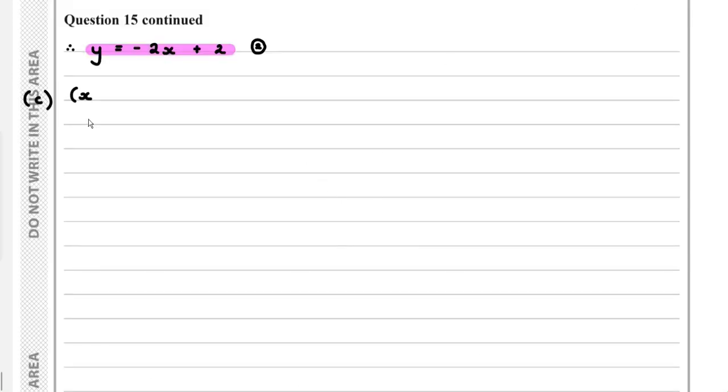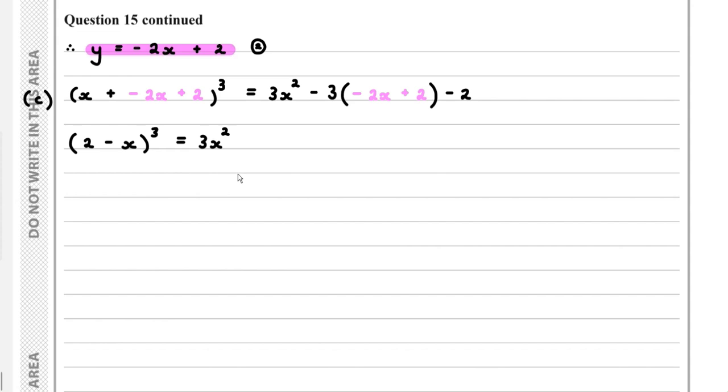So, I've got x plus negative 2x plus 2 cubed equals 3x squared subtract 3 times negative 2x plus 2 subtract 2. So I've got this, which simplifies to 2 subtract x, then I cube it, and this is equal to 3x squared, and then if I expand the brackets here I get plus 6x subtract 6, and then I subtract 2. So I've got 2 subtract x cubed equals 3x squared plus 6x, and then negative 6 subtract 2 is negative 8.